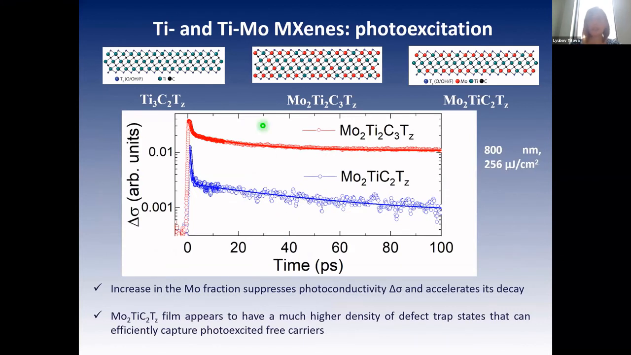When we compare the behavior of these two, with lower moly content relative to titanium and higher, we see that an increase in molybdenum fraction suppresses the peak photoconductivity. This data was taken at exactly the same conditions, right? So the peak photoconductivity is different, but also the lifetime is dramatically different. It appears that the moly 2 titanium C2 film has a much higher density of trap states that are able to trap those extra photoexcited carriers, making the lifetime of photoexcited carriers significantly lower.